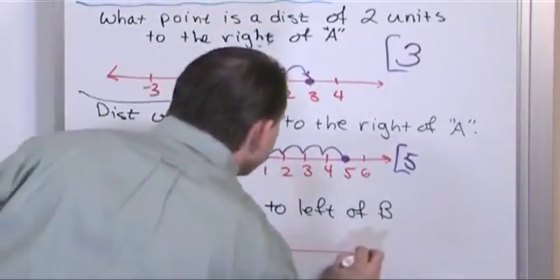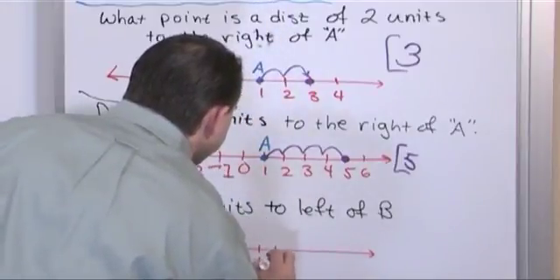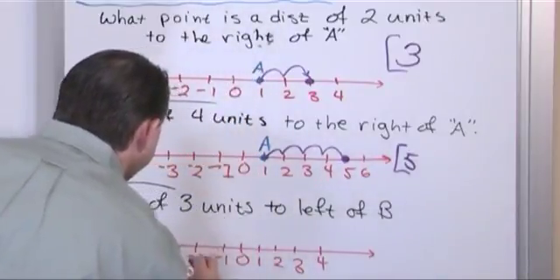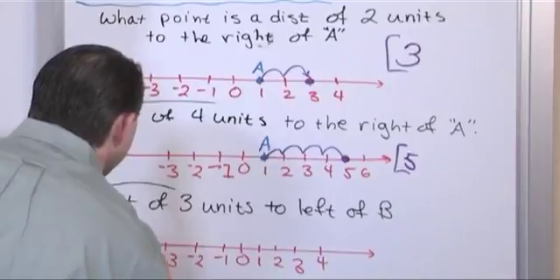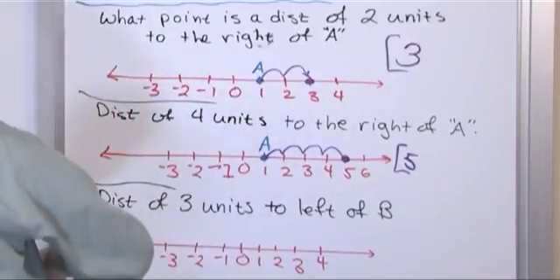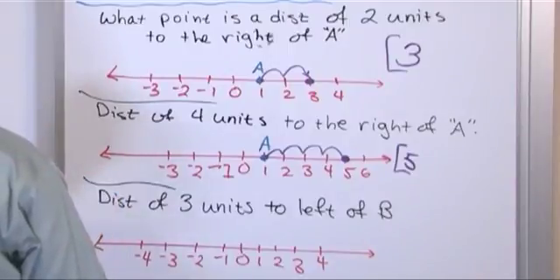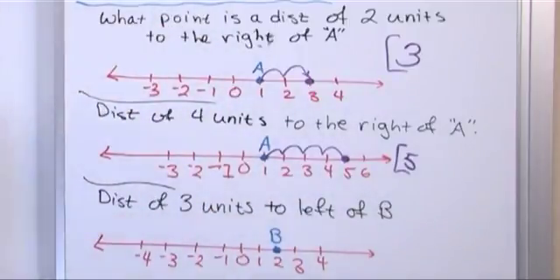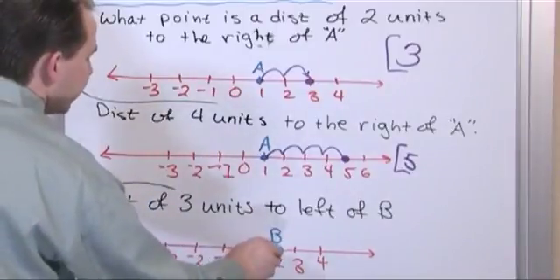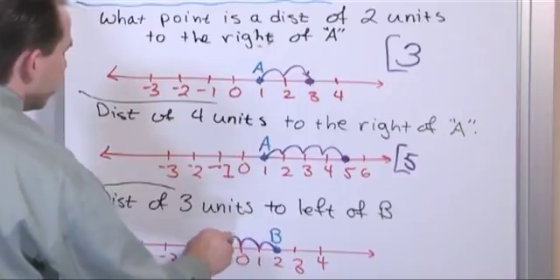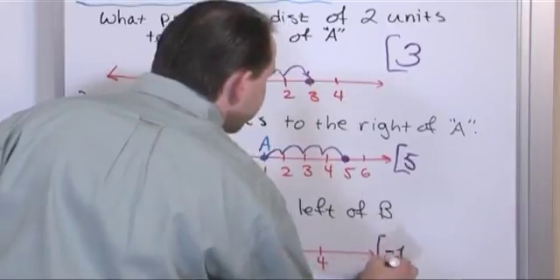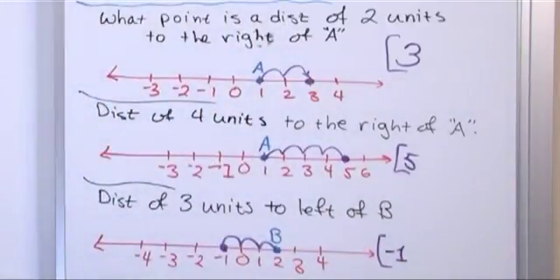Let's say we had a number line given to you on a test. This is 0, 1, 2, 3, 4, negative 1, negative 2, negative 3, negative 4. And let's say that our point B is going to be located right here. So the question is, a distance of 3 units to the left of B. The way you do that is just like you would think. You start at B and you count 3 units, but instead of going to the right, you go to the left. 1, 2, 3. So you landed on negative 1. So a distance of 3 units to the left is going to land you on negative 1.